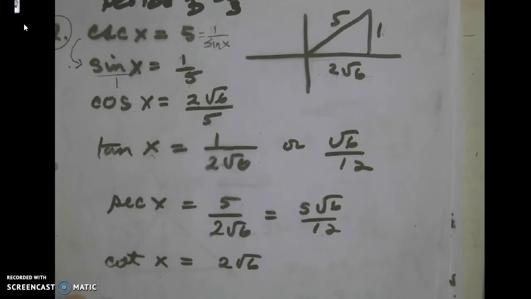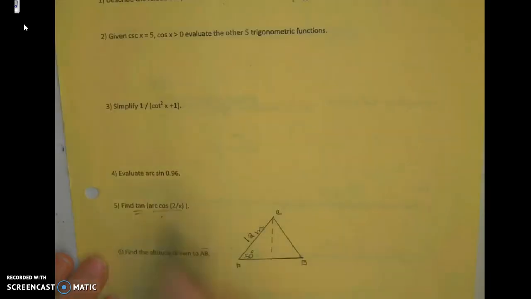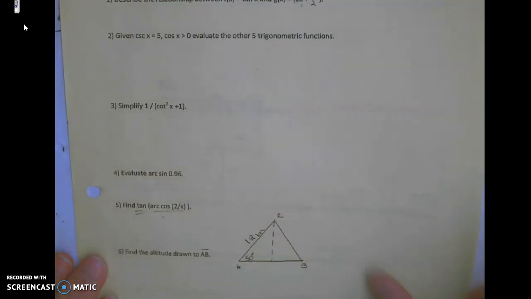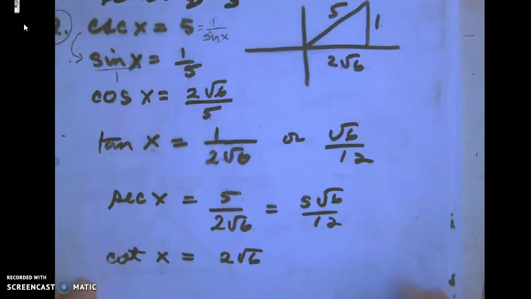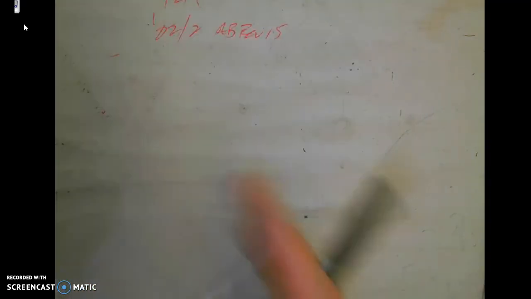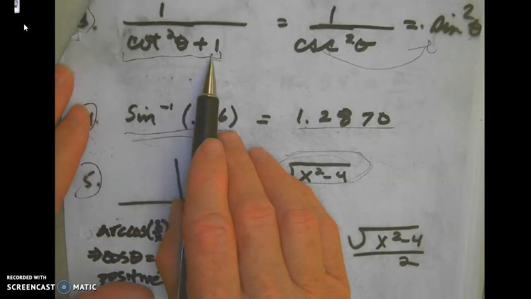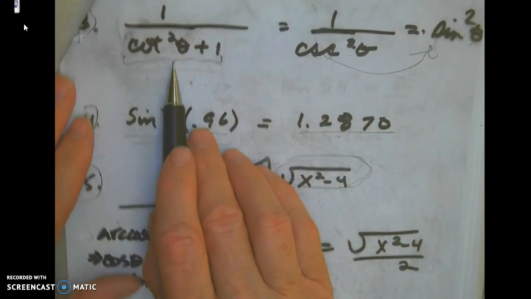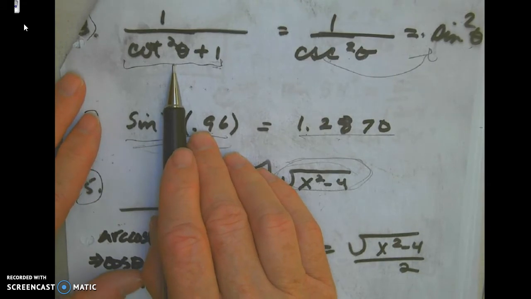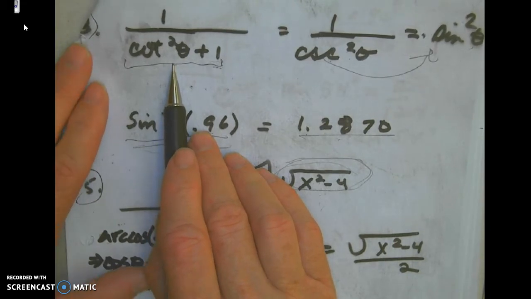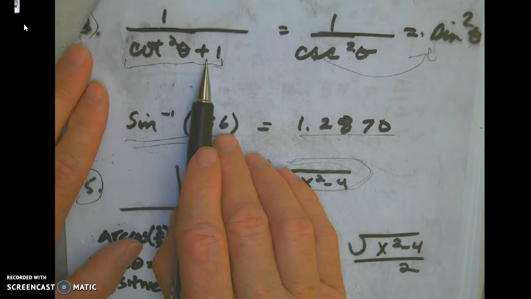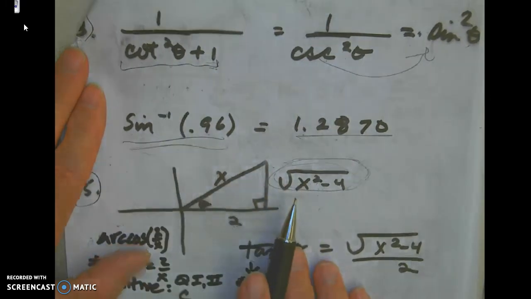For problem number 3, they ask you to simplify this identity, and to simplify it, you only have to know what the identity is of cotangent squared theta plus 1. Now, it's important that you know these identities, even though they may be on your review sheet on the back, because if you don't have familiarity with them, then having them on the back probably won't do much good.